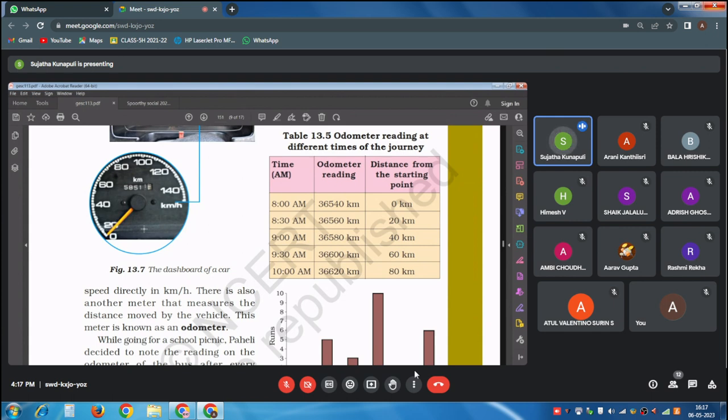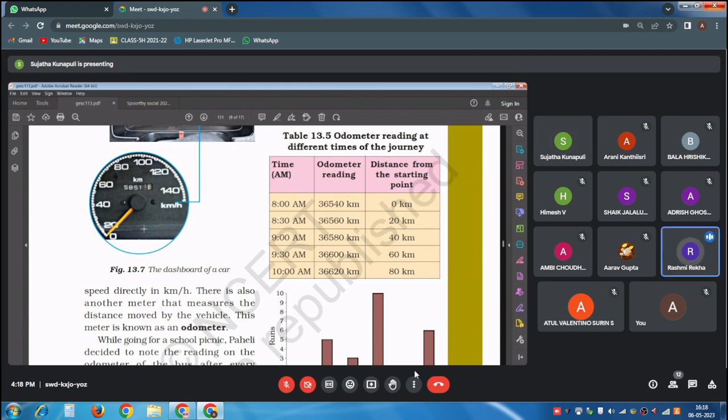So odometer means it will measure the distance moved by the vehicle. If we are traveling 50 kilometers in a day, obviously it will show 50 kilometers. And next day, if you are not resetting, if you are traveling 100 kilometers, so this 50 plus 100, 150, it will show the total kilometers we have traveled till now.